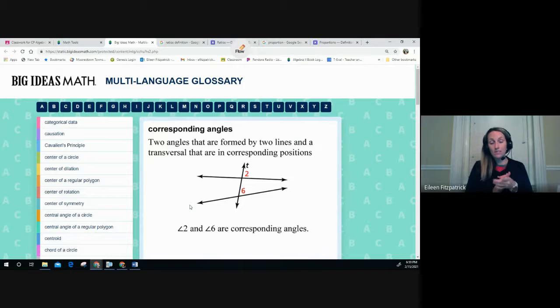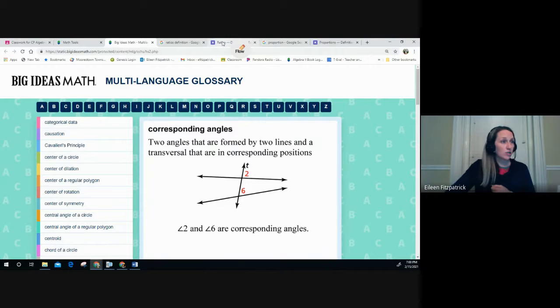Now, angles 2 and 6 are only congruent corresponding angles when the lines are parallel. If the lines aren't parallel, we can still talk about 2 and 6 as being corresponding based on location, but they're not congruent to each other. Okay, only if the lines are parallel.